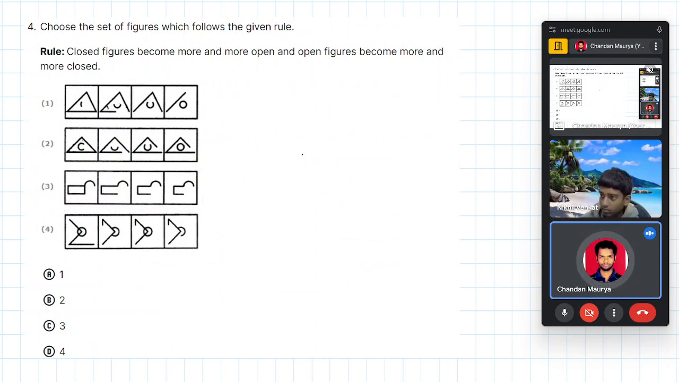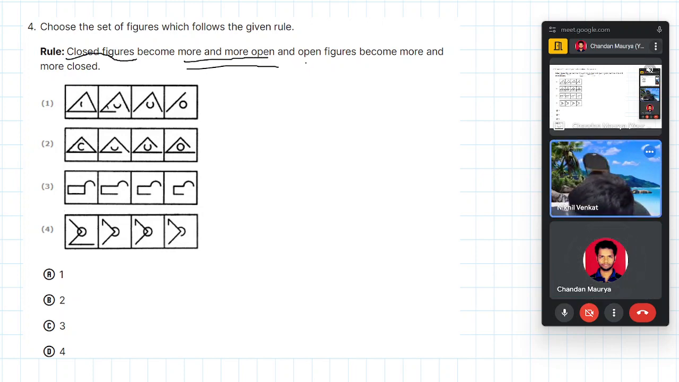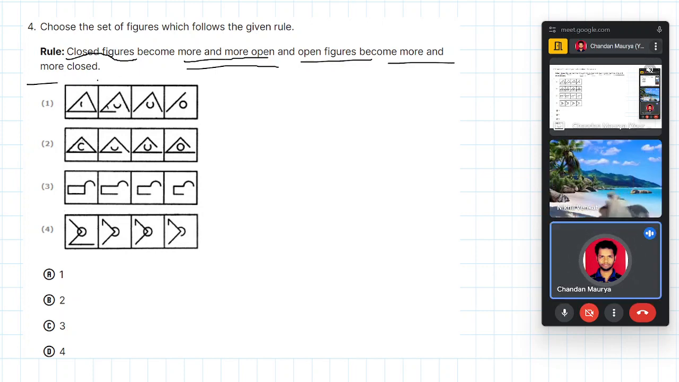What is the meaning of more and more open? Okay, chalo. A closed figure becomes more and more open, and an open figure becomes more and more closed. What was the answer to the last question? Number three. Okay.